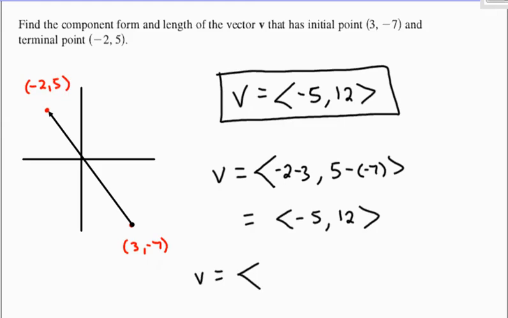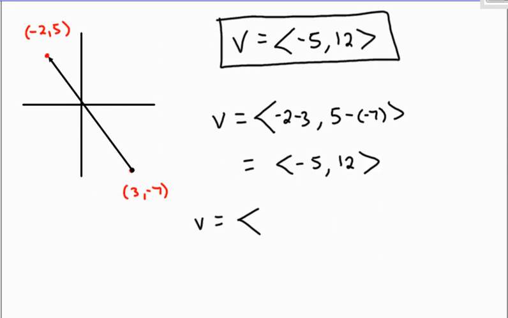So let's see, if we jump back here, let's say we're given 2 points. It's almost like the distance formula here. Let's move this down. Let's say we're given the initial point as x sub 1, y sub 1, and our terminal point is x sub 2, y sub 2.